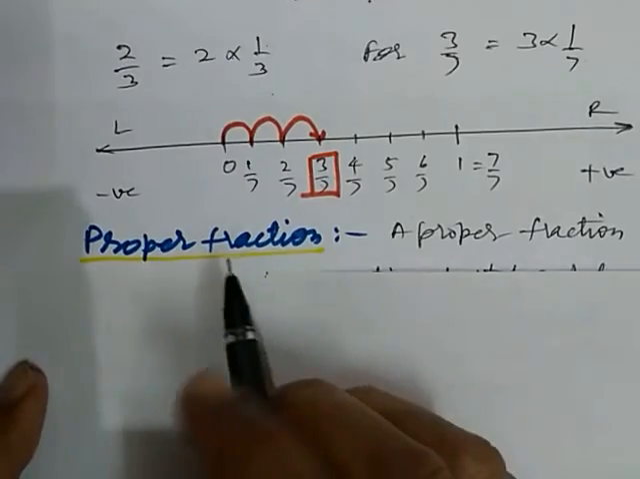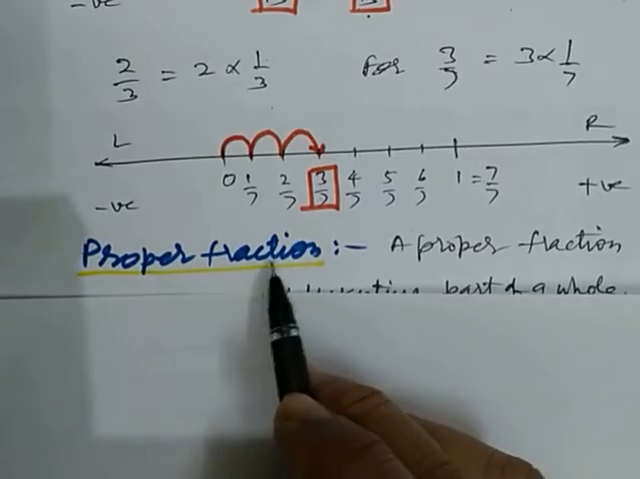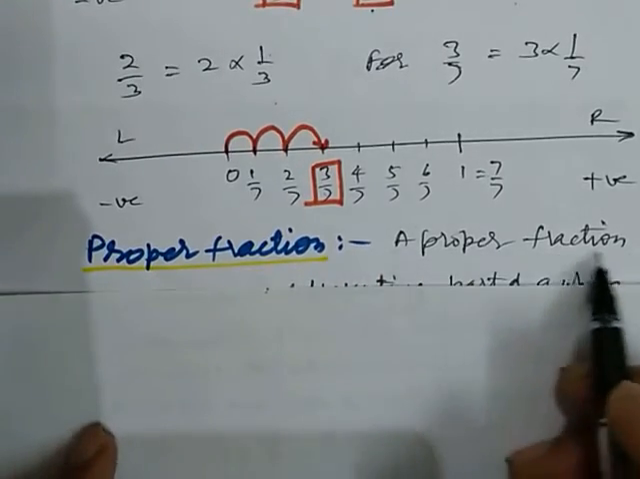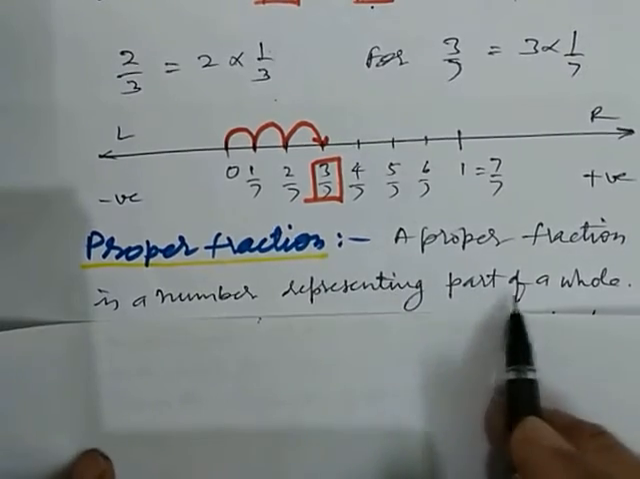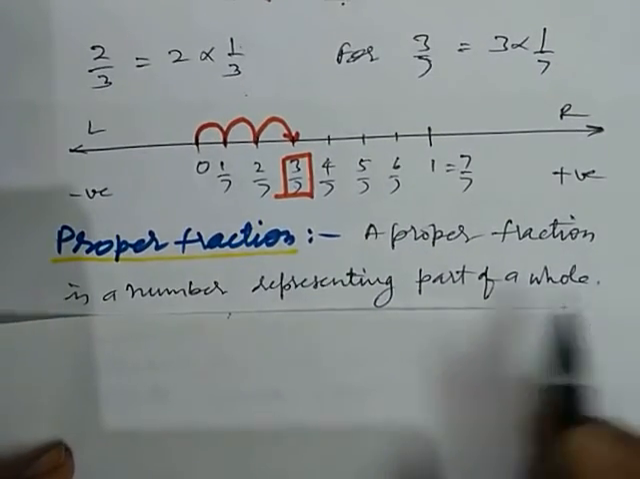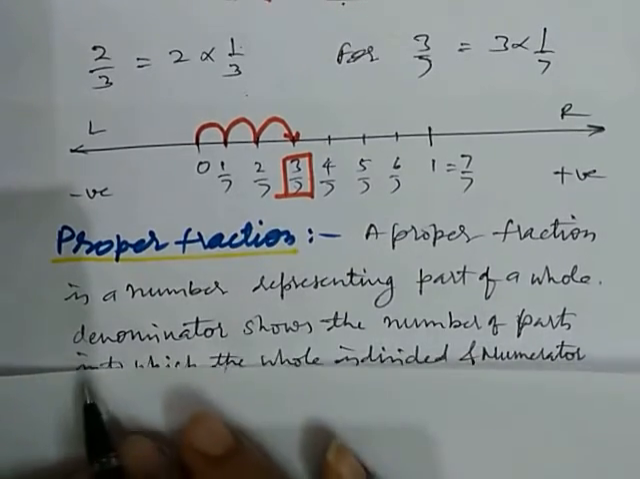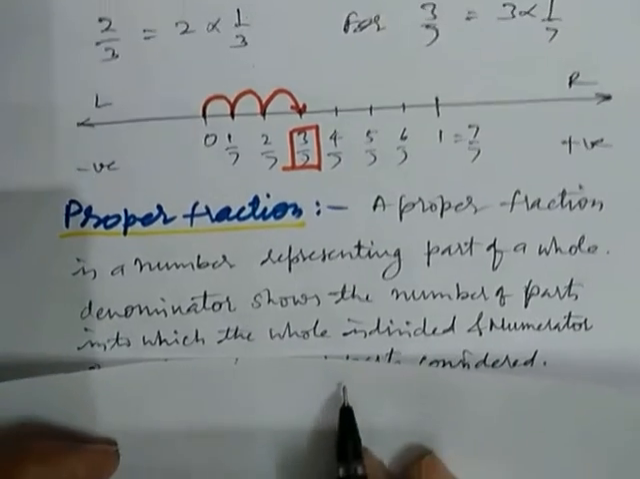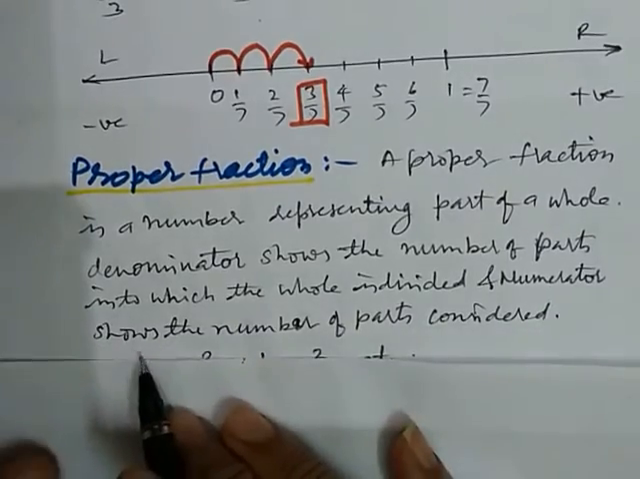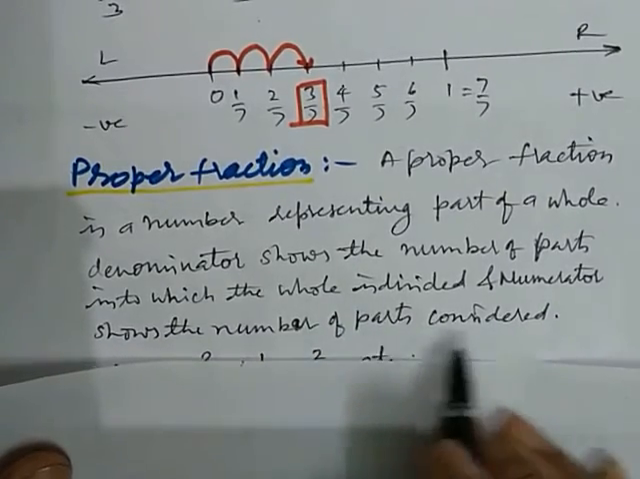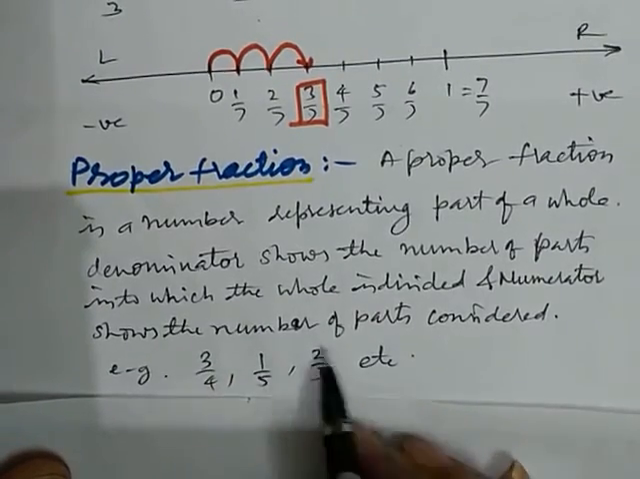Now we learn the types of fractions. Proper fraction. A proper fraction is a number representing part of a whole. The denominator shows the number of parts into which the whole is divided, and the numerator shows the number of parts considered. For example, 3 by 4, 1 by 5, 2 by 3.